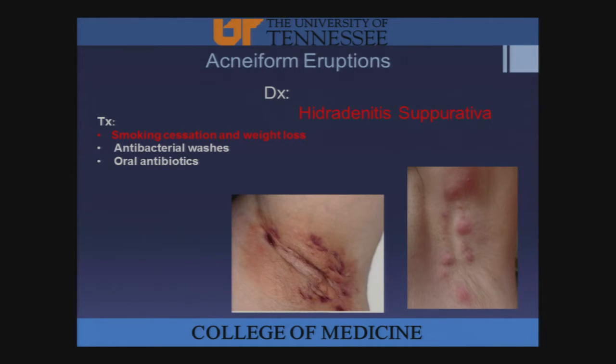So this is a very hard to treat disease. One reason is that it can spread over a big area. It keeps coming back because it's in those areas that are hard to keep dry. So besides oral antibiotics and antibacterial washes, what else might you have to do with severe forms of the disease if they're not going away? Yeah, so you want to do I&D, and you can also use TNF-alpha inhibitors.